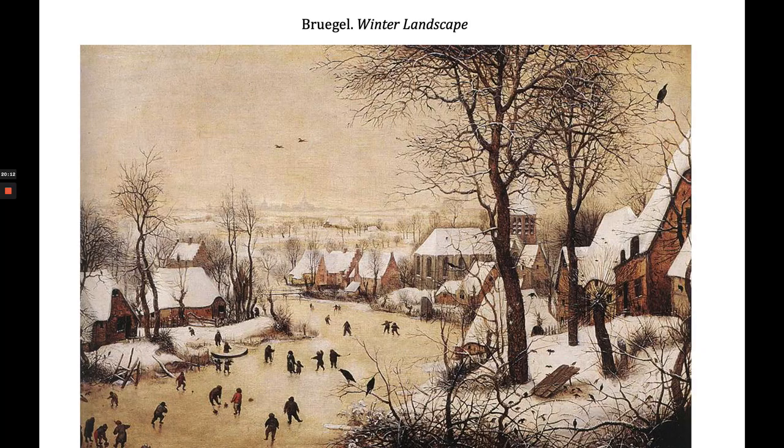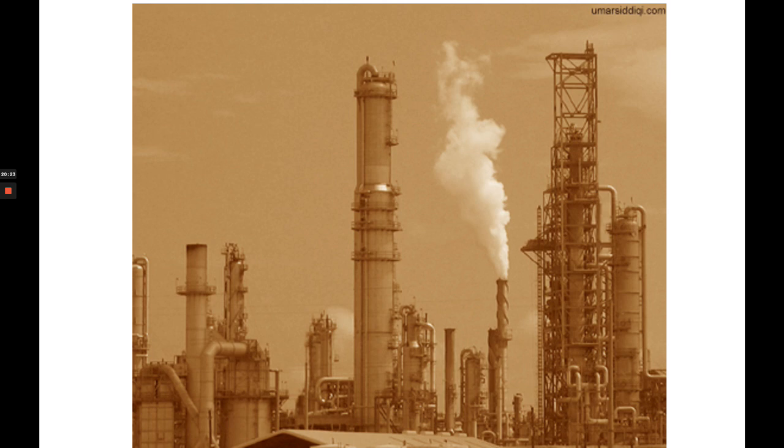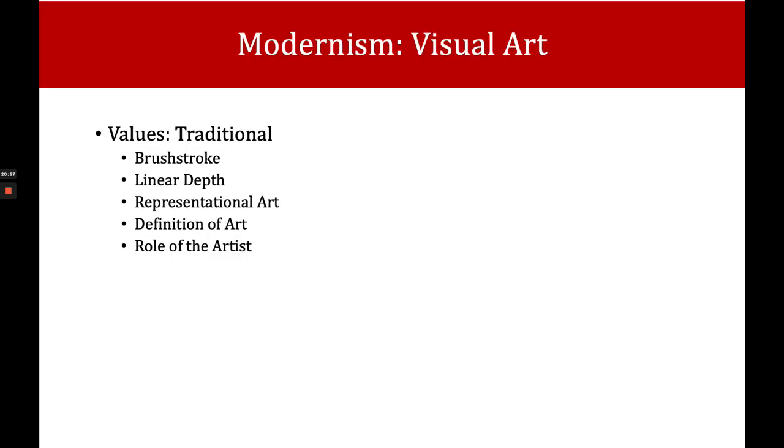And so what we see is that this city, the old medieval city that we see in Bruegel's winter landscape, where everything's kind of central and everyone can walk to it and everyone kind of knows each other, is being replaced by industrialization. And so what we're going to see is that the modern artist is starting to represent this quite differently. I want you to think about, with the context I've just given you in this lecture and the previous lectures, what do you think art is going to look like? What are some assumptions that you can make?